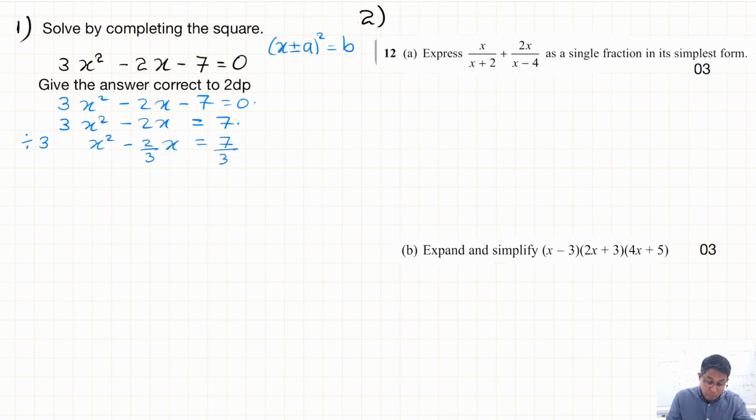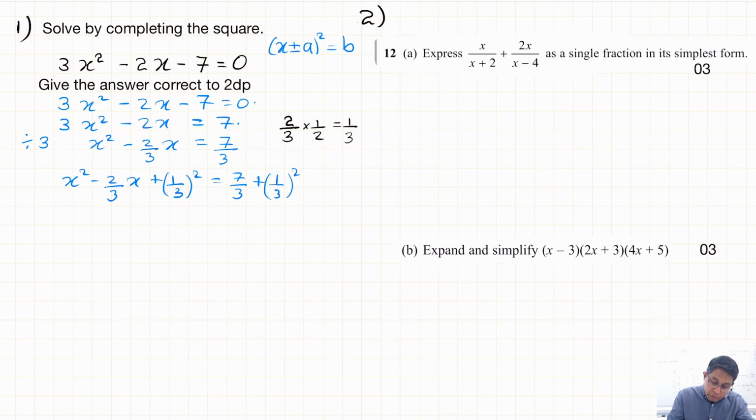Next step is important. Coefficient of x: you have to take half of that. That's 1 over 3. Then you have to add the square of this number to both sides. That's x squared minus 2 over 3 x plus 1 over 3 squared equal to 7 over 3 plus 1 over 3 squared. Now you have a complete square on the left hand side, that is x minus 1 over 3 squared.